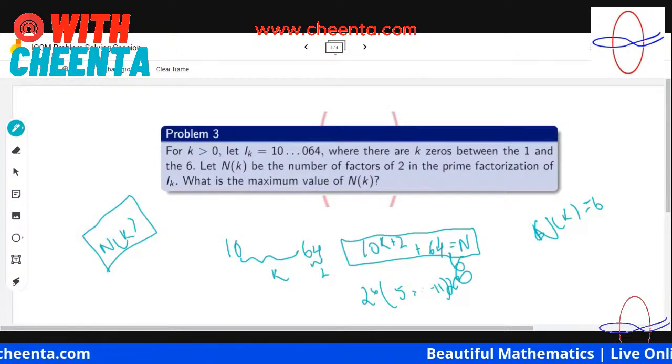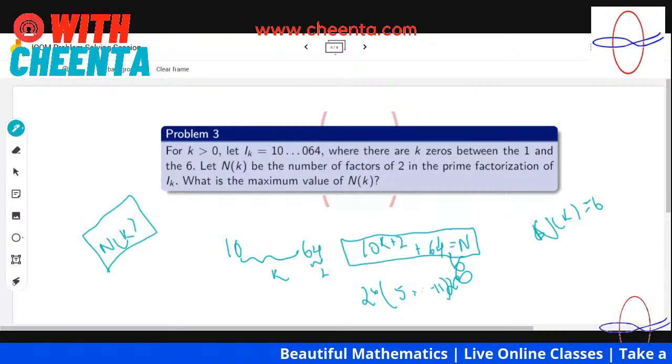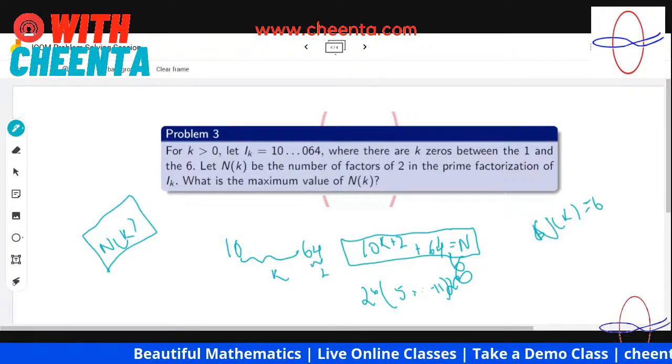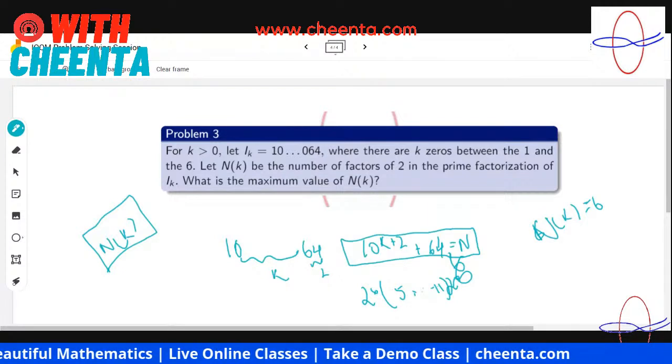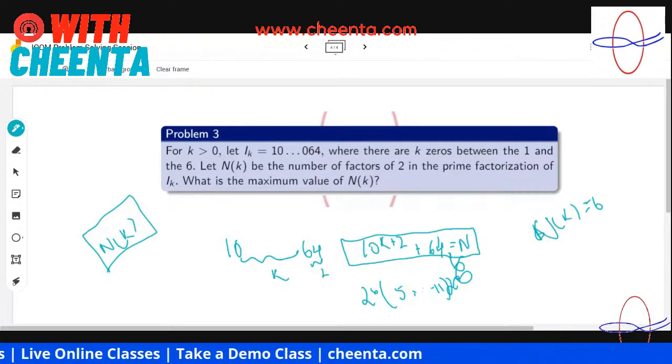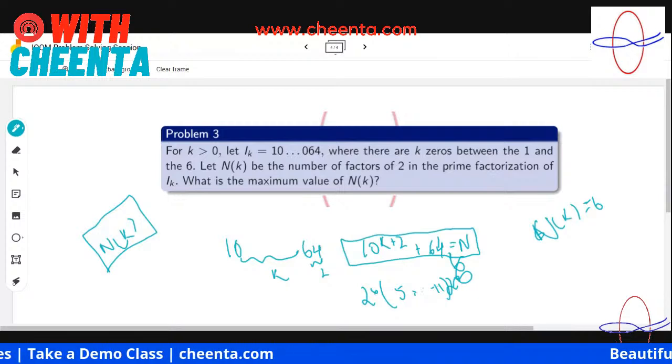Yes. No, it's really easy. The maximum power is 2 to the power 6 because the rest will be odd, right? That's the idea. It's a really beautiful problem, and a cute problem.